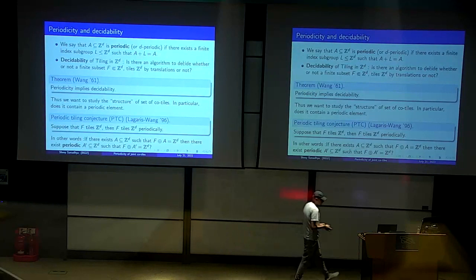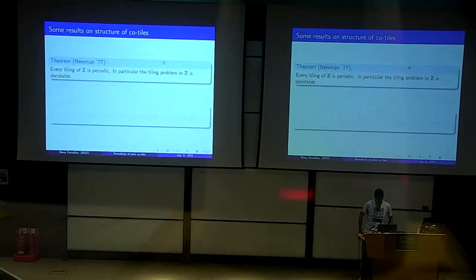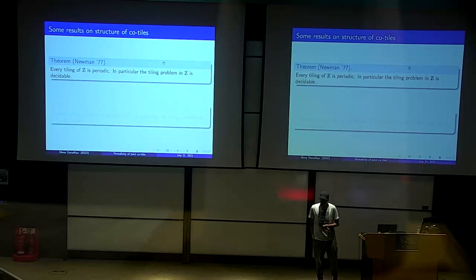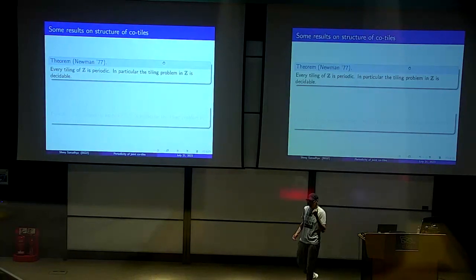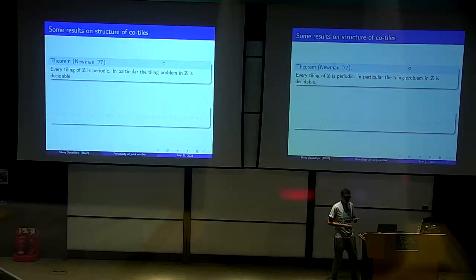Let me show some results. These results we just saw in the talk of Rachel. Newman proved in 1977 that every tiling of Z is periodic. So we don't have to find A prime. A itself is periodic. The cotile itself is periodic. We don't have to find another cotile.